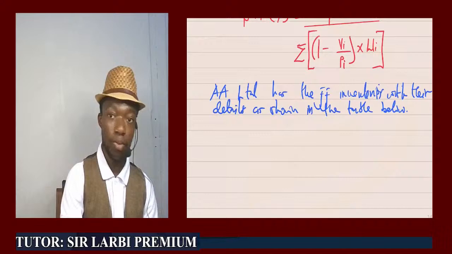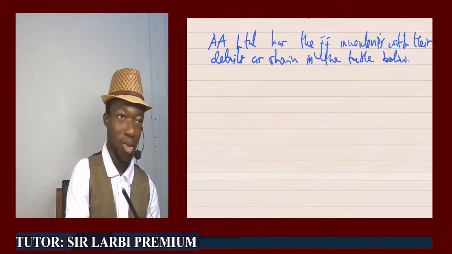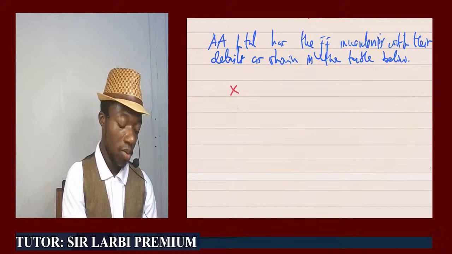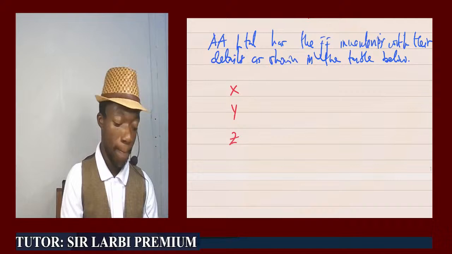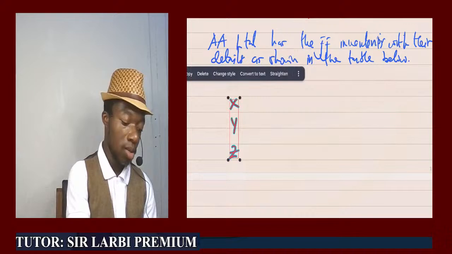Now let's see what we have here. So you just have two products. I said two, let's go for three. We have products X, Y, and Z. So these are the products.